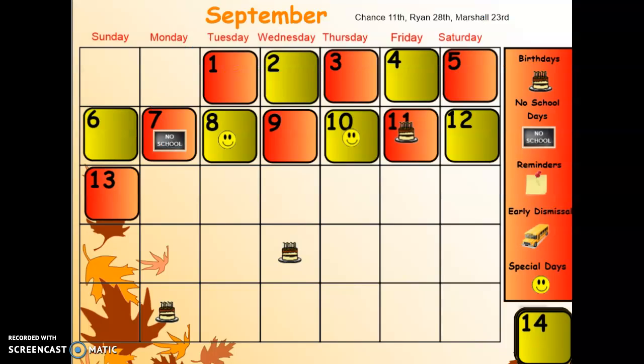Remember, we start with the echo, so I say the month is September. Now you say it with me. The month is September. Good job. I last saw you on the 10th. Since then, we have had September 11th, 12th, 13th, and today is September 14th. Let's remember that because we are about to need that information.